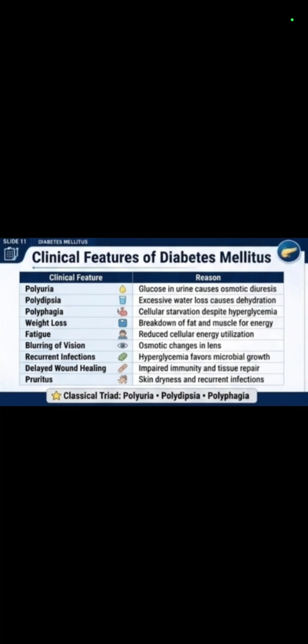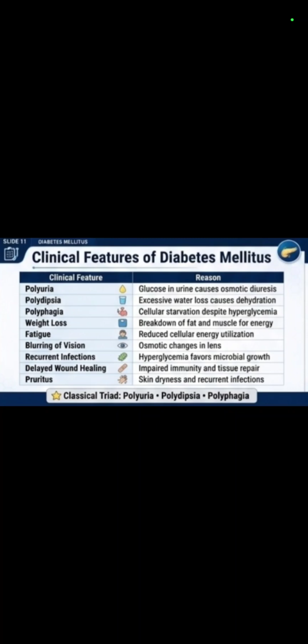Then polyphagia. You might be wondering why the patient has polyphagia, because the blood glucose levels are already high. The main pathology to understand is that the blood glucose levels are high, but the glucose is not taken up into the cells to generate ATP. So the main problem lies in the uptake of glucose into the cells. Despite eating a lot of food, the glucose is not entering the cells and the patient feels weak. That is the reason for fatigue.